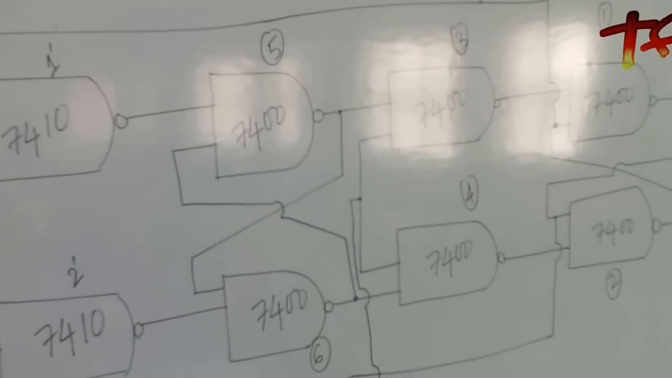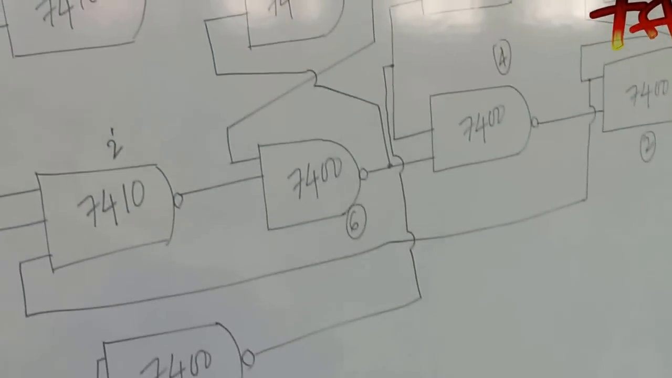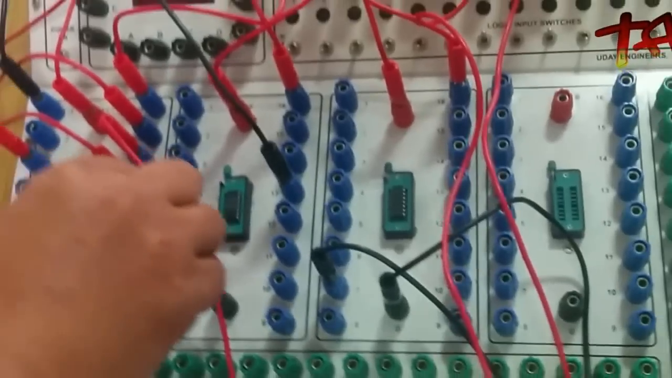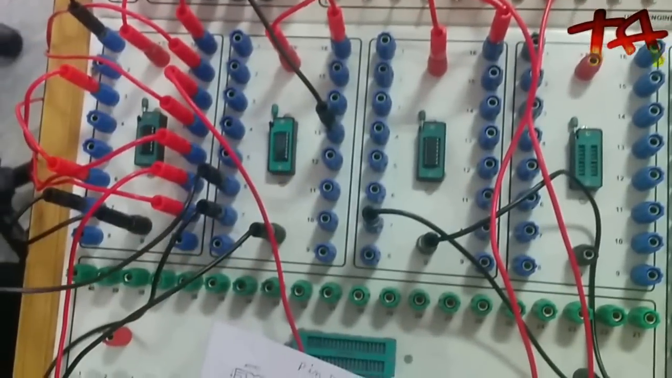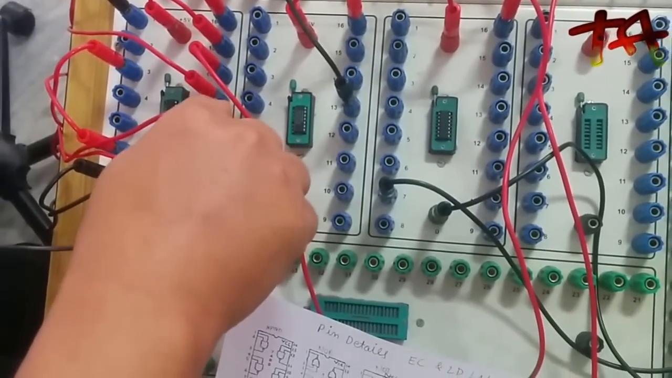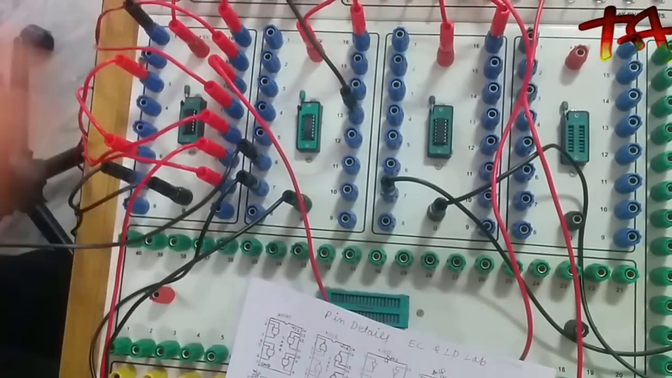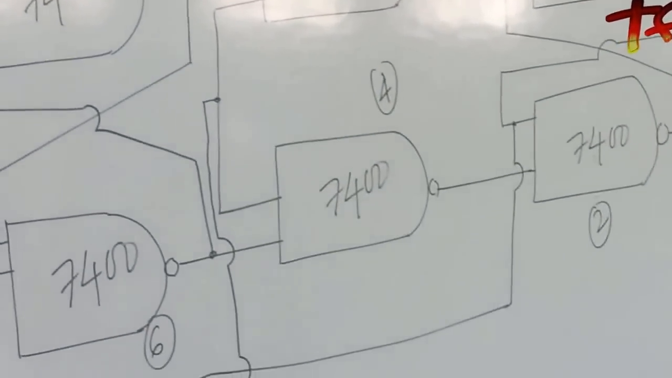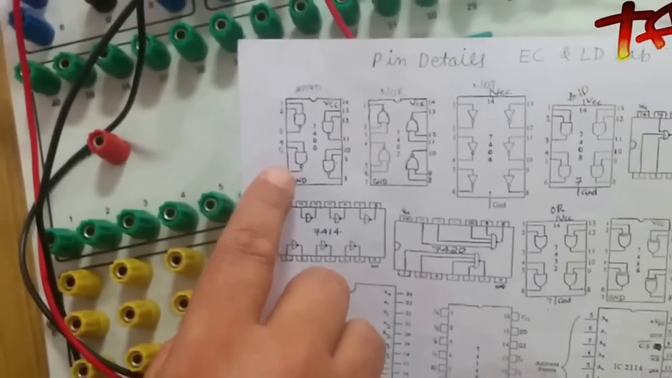Next you come to the input 6. What is the output of 6? Output of 6 is 8, but it belongs to IC number 2. Therefore, this is the output of the 6, but it belongs to IC number 2. Where will it go? It will go to gate number 4 as an input.